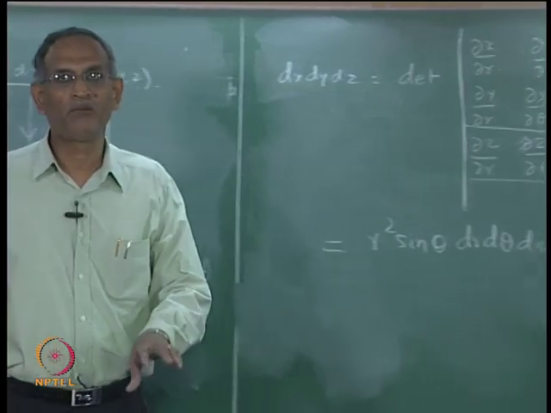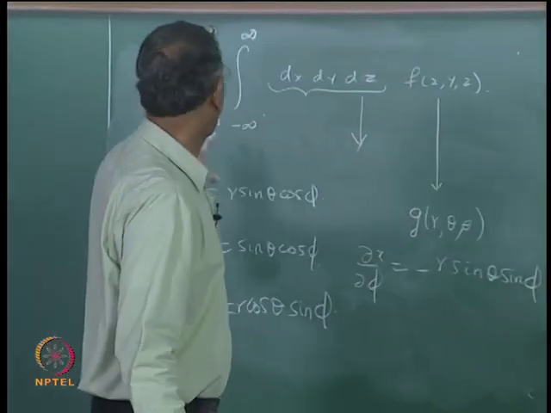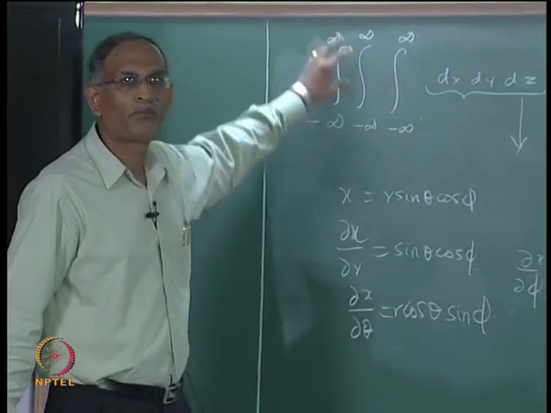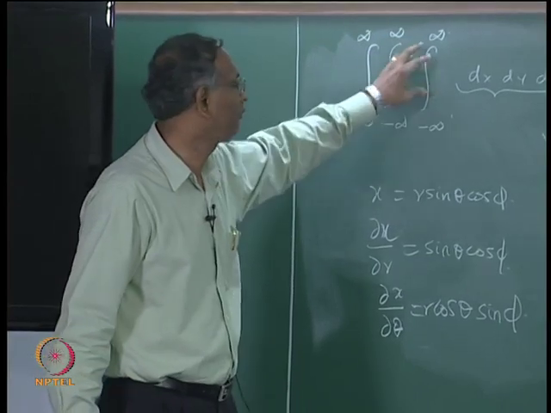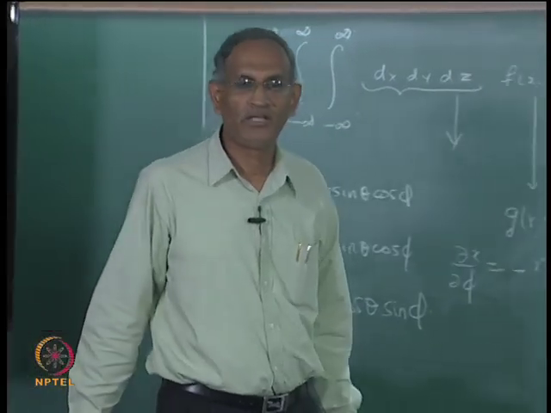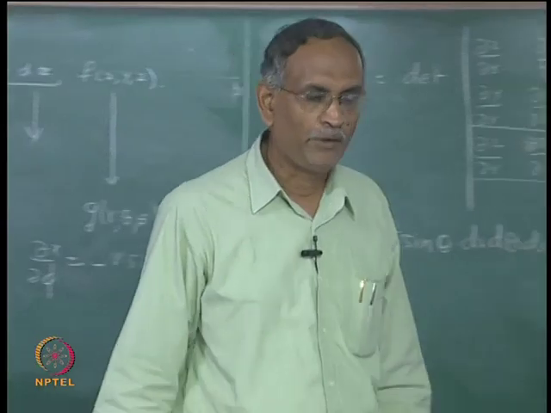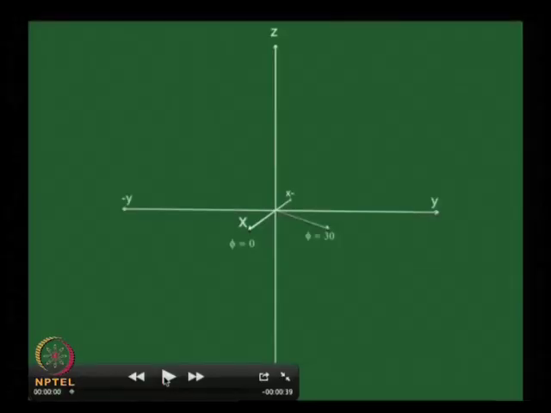So, the last thing that remains is now the limits. How do we transform these limits? Minus infinity to plus infinity, minus infinity to plus infinity, and so on. Again, if you see the animation, you will see immediately why the limits are what they are. Okay. So, let us look at the animation here, which is to tell you the extension of the coordinates or the limits of the coordinates.